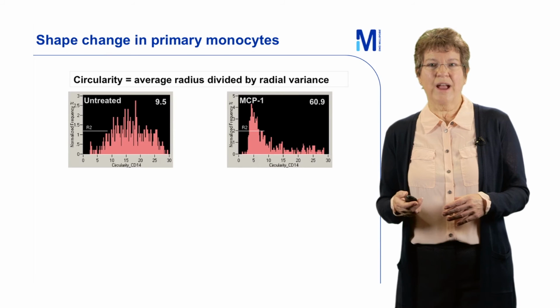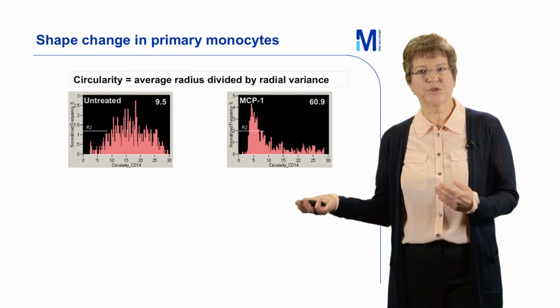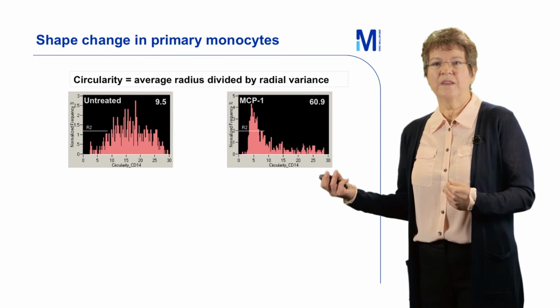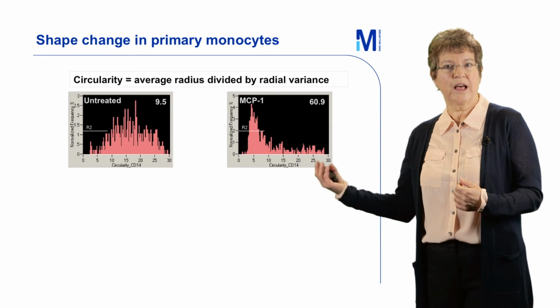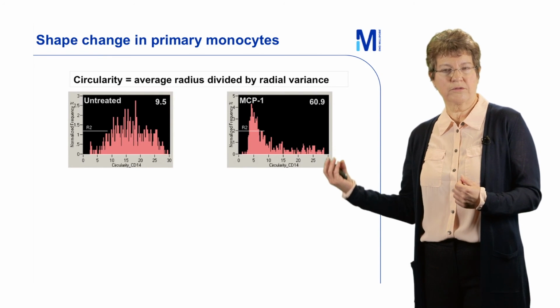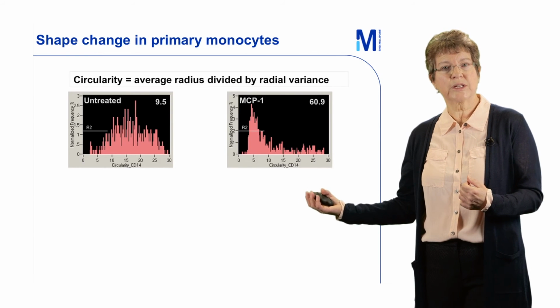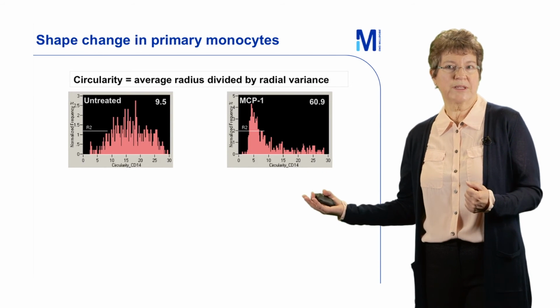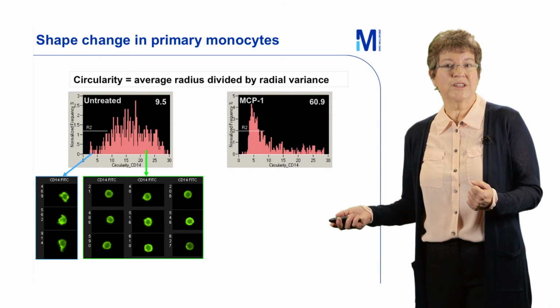Here's the graph of the circularity for the untreated and the treated sample. The graph on the left, you can see that 9.5% are in that low circularity region called R2, whereas on the right, the MCP1 treated sample, there's about 61% of those cells that have low circularity. And what do those look like?